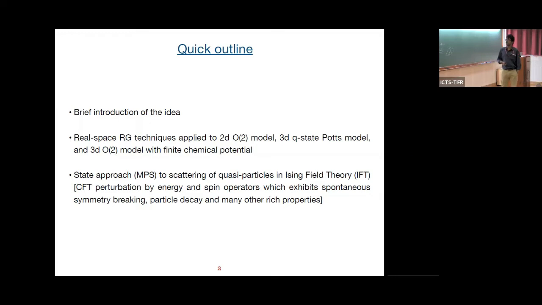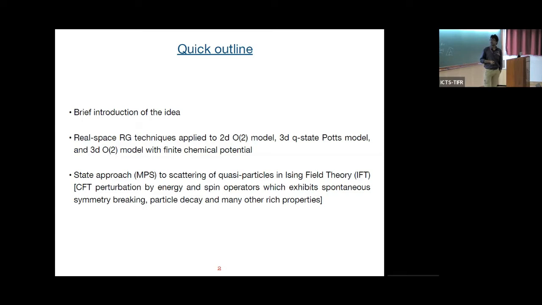In fact, I'll present a very brief introduction of the idea, what I really mean by these tensor networks and how they are based on the Lagrangian and the Hamiltonian. They have different manifestations based on the partition function or the wave function, whatever approach you want to deal with. Starting with the partition function approach, I'll talk about some real space renormalization group techniques and apply them to the two-dimensional O2 model, the three-dimensional Potts model, and then eventually move on to the three-dimensional O2 model with finite chemical potential, which is a difficult problem for Monte Carlo.